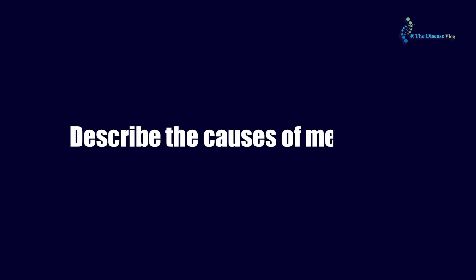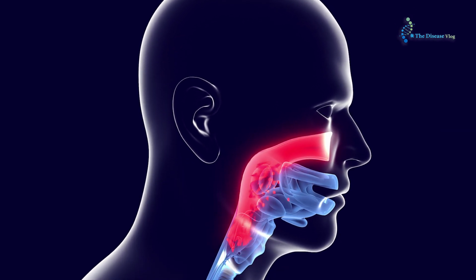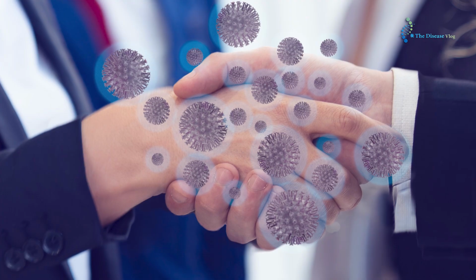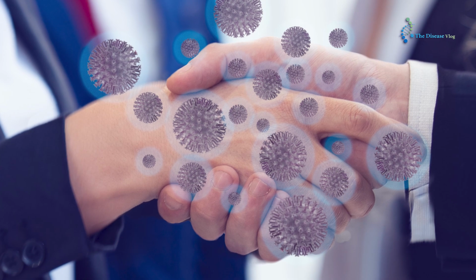Describe the causes of measles. The main cause of measles is a virus found in the infected person's nose and throat. Someone can get the measles virus by direct contact with the infected person. A person can transfer the measles virus into the air through his respiratory droplets, and others can take this virus from the infected air.